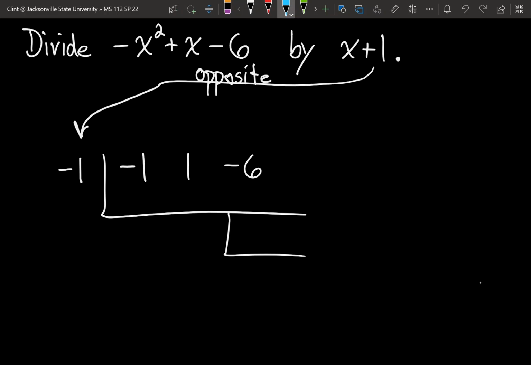So bring our first number down. We'll take that number and multiply it by the number out front. -1 times -1 is +1. 1 plus 1 is 2. 2 times the -1 out front is -2. -6 minus 2 is -8. That's our remainder.